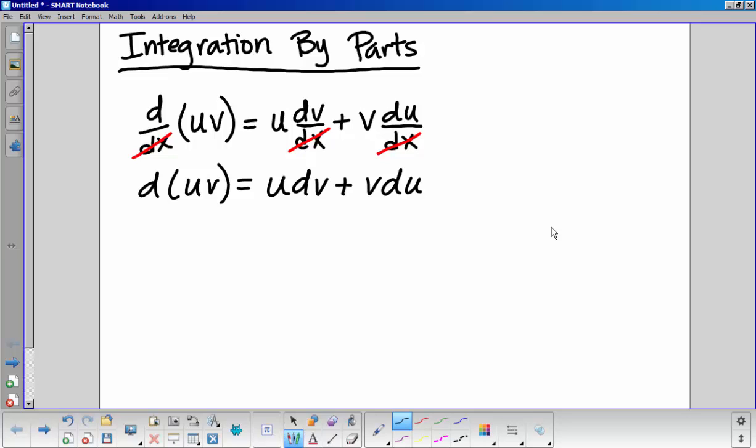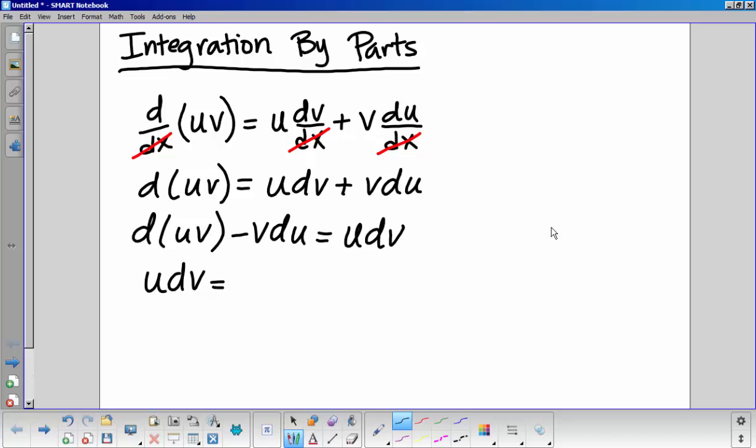Okay, here we go. Now I'm going to subtract from both sides: minus v du equals u dv. All I did was subtract one term from the other side. Now I'm going to flip the equal sign, meaning I'm going to just flip these two. So on the left side we now have u dv equals the derivative of u times v minus v du, all starting with the product rule.